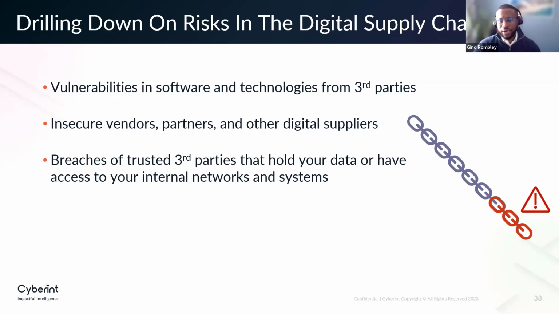Certain vendors out there don't have the investment or have not invested a lot in their security operations to make sure that they're fully secure. So while you're doing business with insecure vendors, partners, and digital suppliers, it creates a risk for you as well. More importantly, breaches of trusted third parties that can hold your data or have access to your internal networks and systems, right? So third parties you do business with, if they got breached, what's the impact that it can have on you?